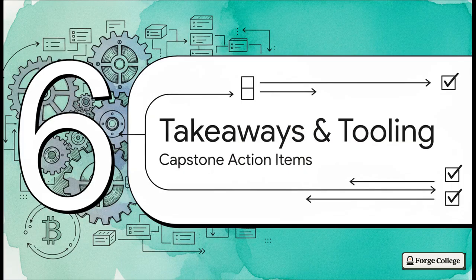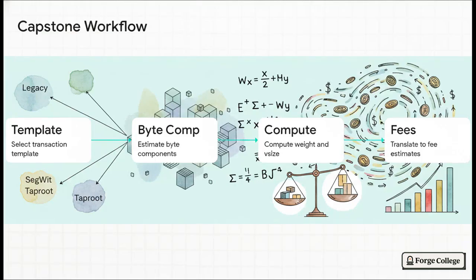Section 6. Capstone takeaways and tooling. Let's translate this showdown into actionable notes. For your capstone deliverable, you really need to be methodical. Here is a strict 4-step workflow. 1. Select your transaction template, legacy, SegWit, or Taproot. 2. Estimate the byte components, being very careful to separate base bytes from witness bytes. 3. Compute the weight and vsize using the exact formulas we just covered. And 4. Translate that vsize into fee estimates using a sample mempool fee rate. Seriously, do not guess here.